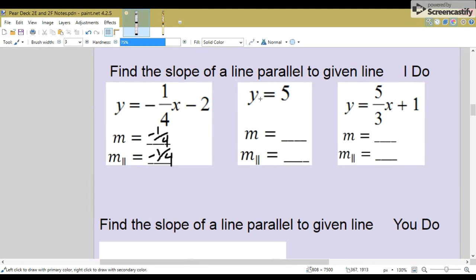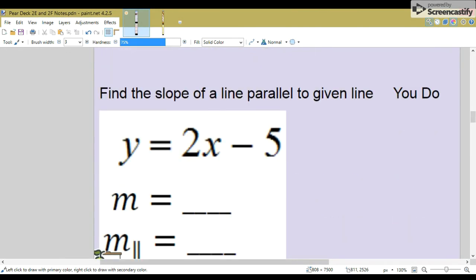Let's look at the next one. y equals 5. y equals 5 is a horizontal line. Horizontal lines have 0 slope. And parallel lines, same slope. The slope is also 0. Let's look at the last example on this slide. y equals 5/3 x plus 1. Our slope is 5/3 because that is what's in front of the x, when it's in the y equals form. Parallel lines, same slope, 5/3.